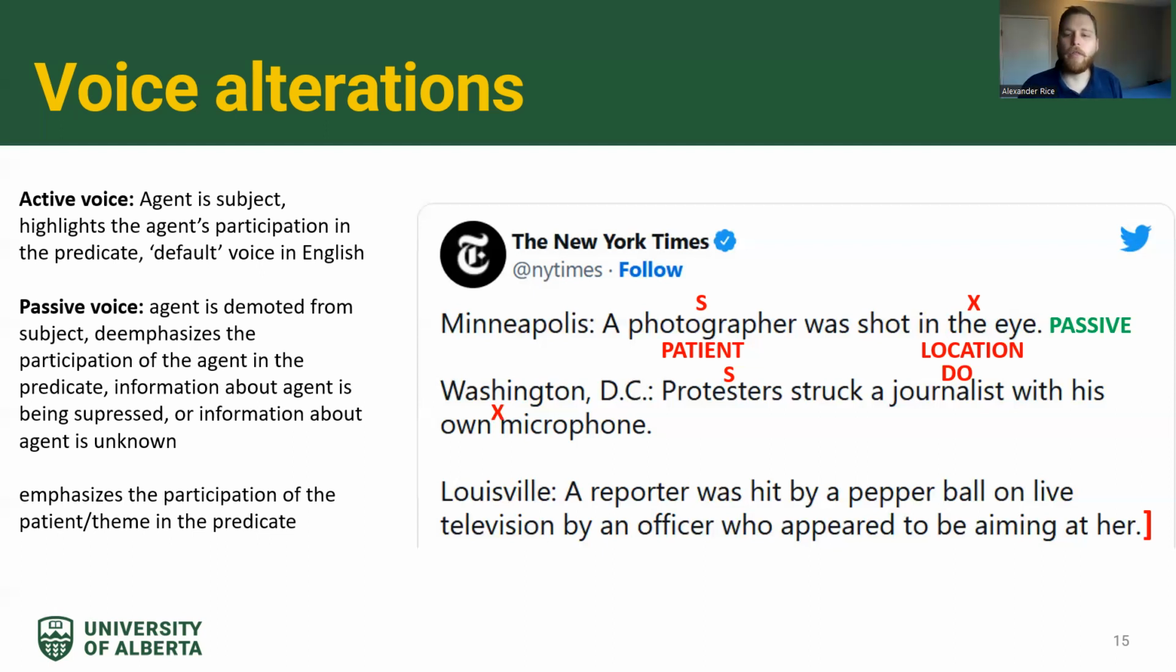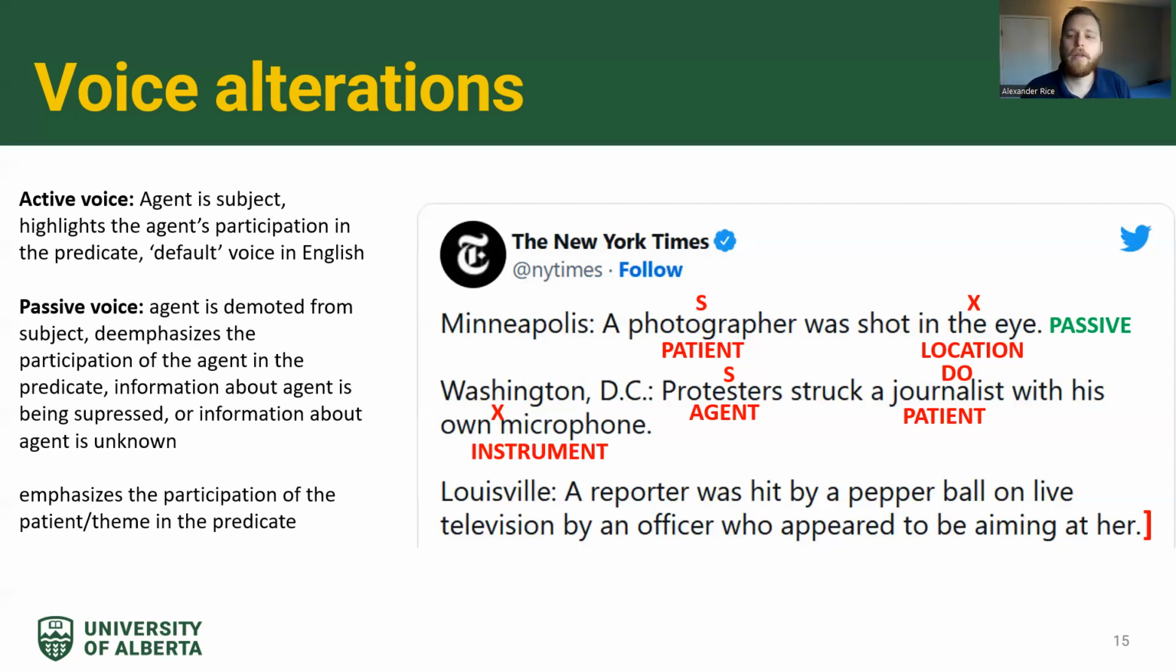Okay, now let's do the thematic roles. Again, transitive predicate. We need an agent and a patient. The protesters are the agent. The journalist is the patient, and the thing with the microphone is the instrument. It's the thing that the agent used to affect the patient.